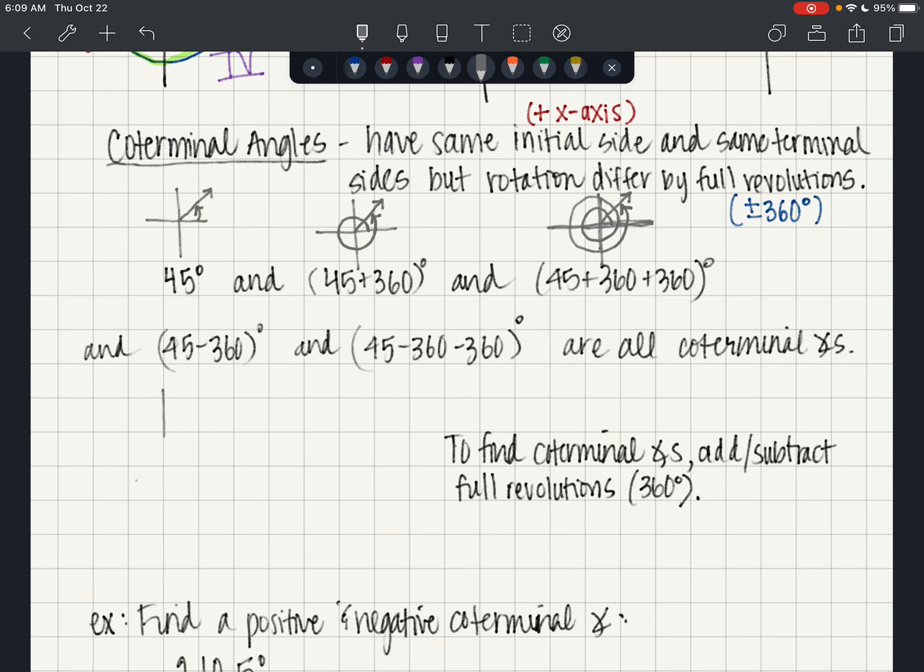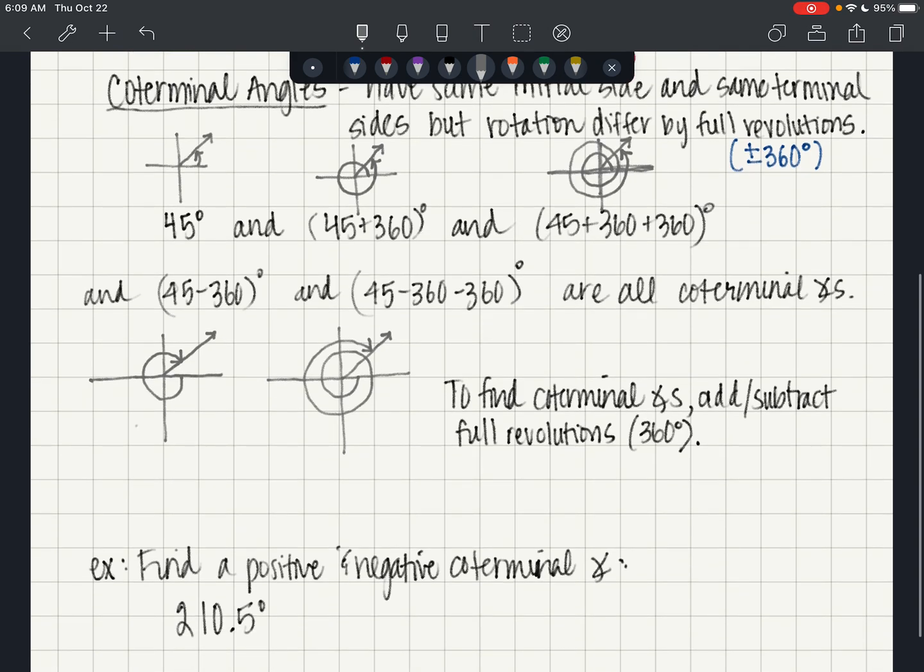Likewise, we could take 45 degrees and subtract 360. That's going to give me an angle that looks like this. Still coterminal angles with 45 degrees. I could subtract 360 twice, and I still end up in that same location. So to find coterminal angles, we add or subtract full revolutions.